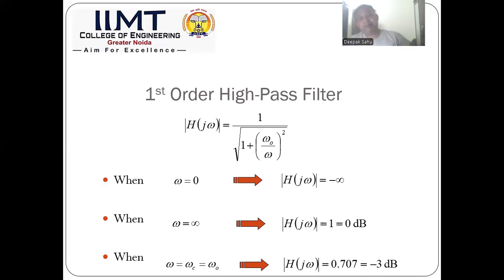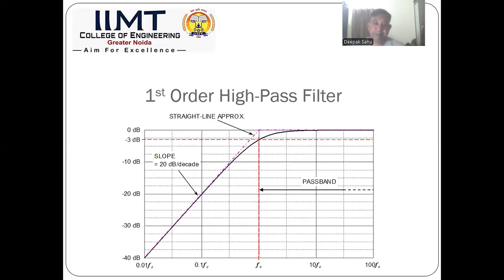which means at the starting, gain will be 0, that is minus infinity decibel. And at omega cutoff, minus 3 decibel. And at omega equal to infinity, maximum gain of 0 decibel. Now, the graph is shown in the same fashion here. Straight line approximation, dark black gain, and pass band. If you see, the pass band is again incorporated when gain drops from maximum 0 decibel to minus 3 decibel drop.